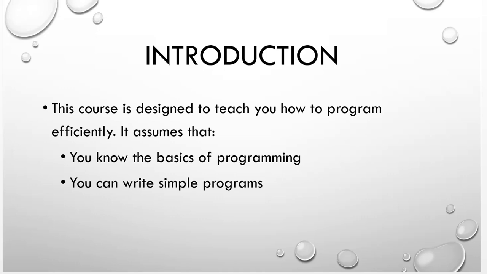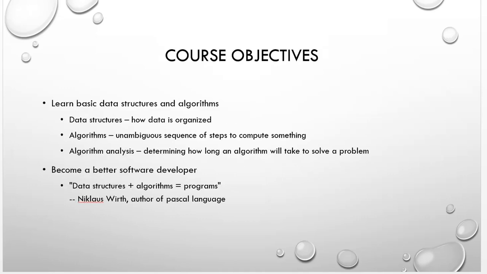So the objectives of this course are basically to learn about data structures and algorithms. A simple definition of a data structure is basically how data is going to be organized. So a data structure defines how we are going to store data in our system and how data is going to be organized as we work with it in our various programs and systems.